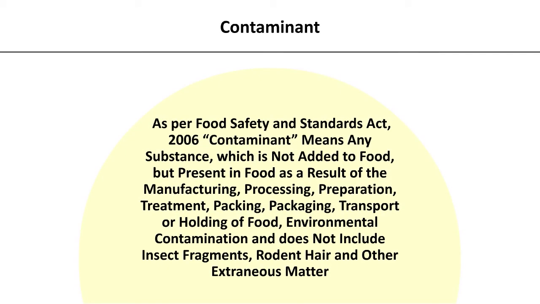As per the Food Safety and Standards Act 2006, contaminant means any substance which is not added to food but present in such food as a result of the production, including operations carried out in crop husbandry, animal husbandry or veterinary medicine, manufacture, processing, preparation, treatment, packing, packaging, transport or holding of such food, or as a result of environmental contamination, and does not include insect fragments, rodent hairs and other extraneous matter.